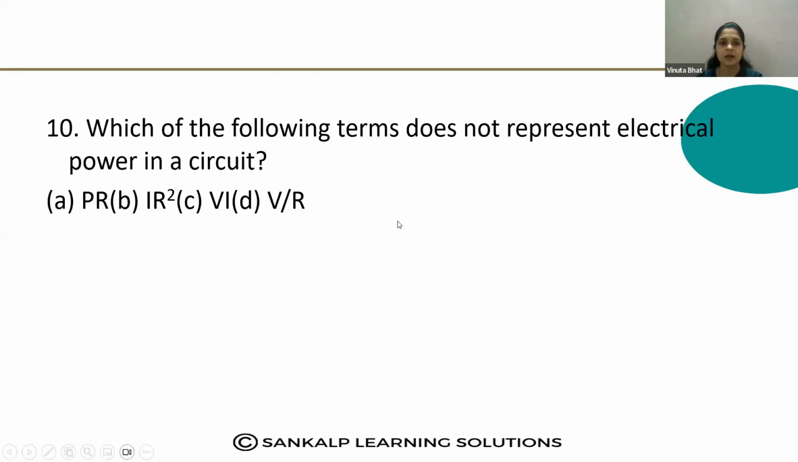Next question. Which of the following terms does not represent electrical power in a circuit? I into R, I R square, V into I, V by R. Here the term IR square, it is not IR square, it is I square R. So option B will not represent the electrical power in the circuit.